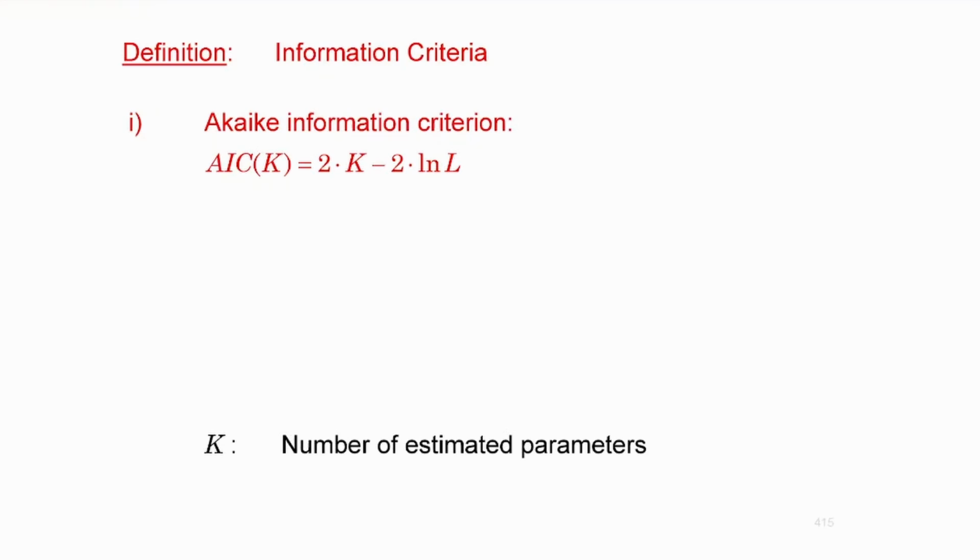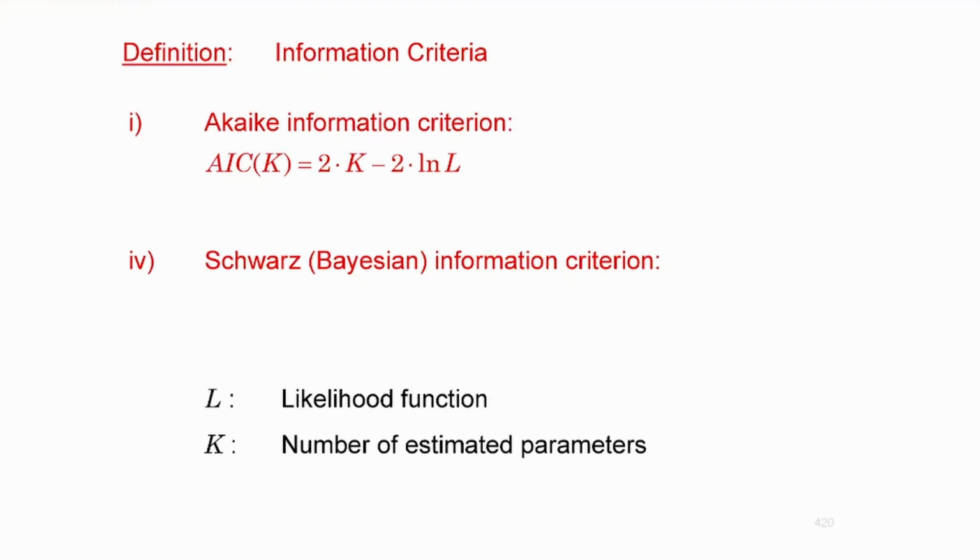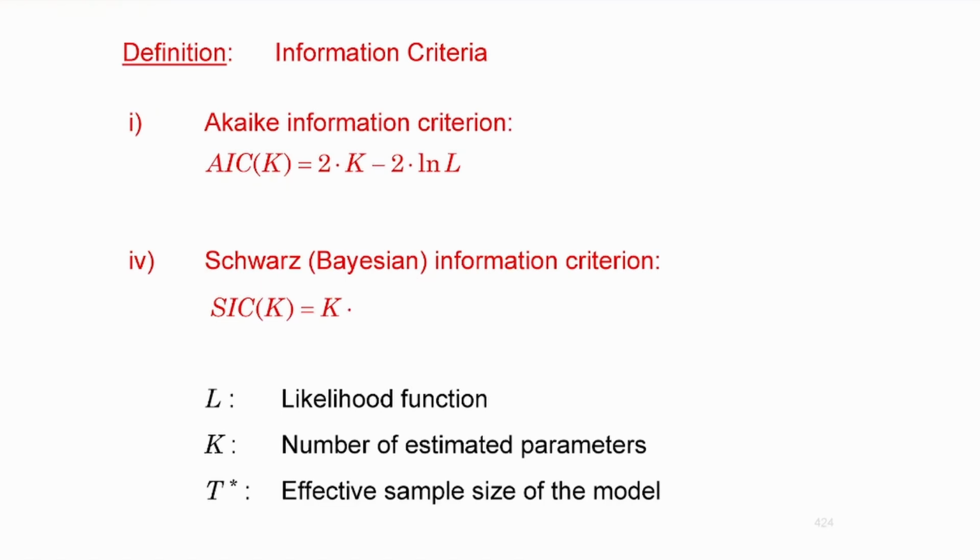And there is also another one, which is the Schwarz, or the so-called Bayesian criterion. The Bayesian criterion, which is also commonly expressed as a function, is something that you would try to minimize. T star is the effective sample size of the model. This always refers to the sample size of the residual.